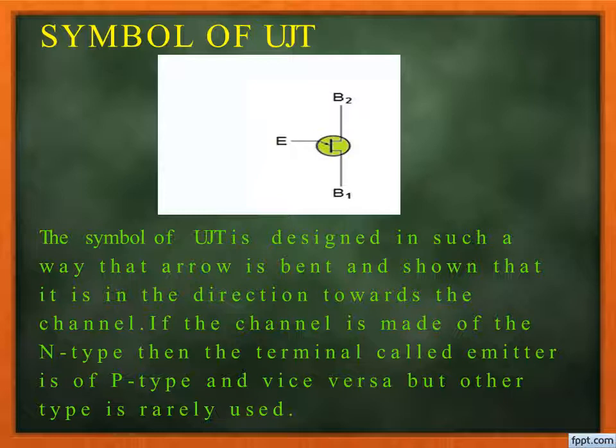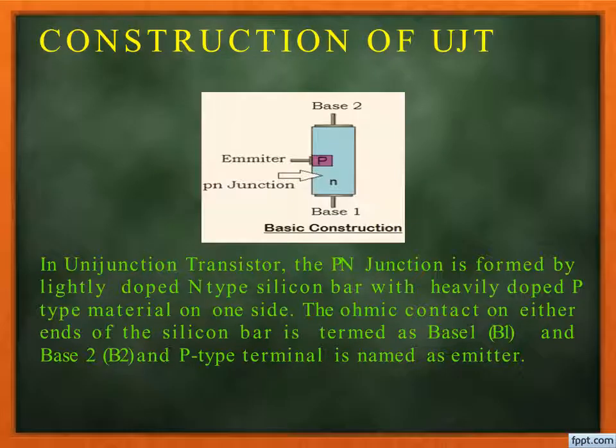If the channel is made up of N type, then the emitter terminal is of P type, and vice versa. But the other type is rarely used, so the emitter is doped with P type and the channel is made up of N type.